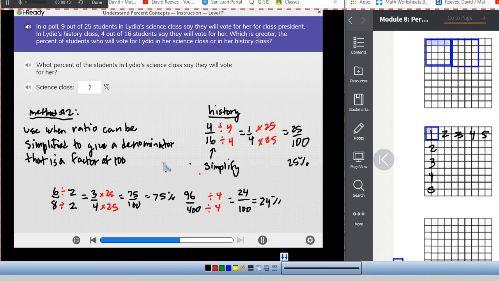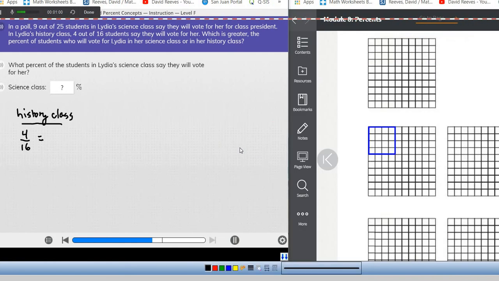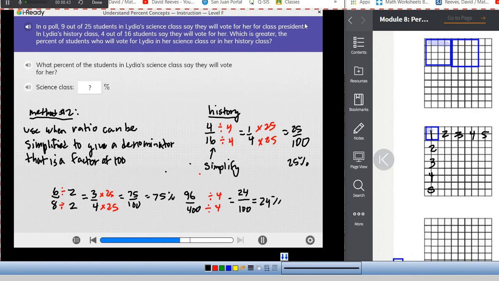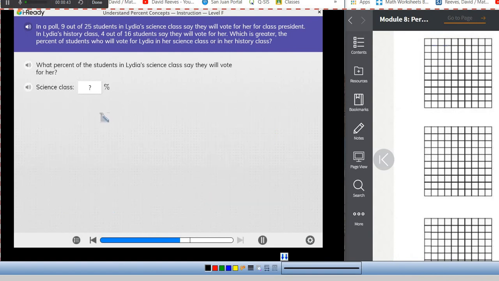So method number 2 is when you can simplify to get a denominator. So it's actually always a good idea: you look at it, and if the denominator is not already a factor of 100, simplify it and see if you get one of those numbers. Remember, those factors of 100 that we had are... Whoops, I erased it. I guess we don't have them anymore. I'll write them again. The factors of 100.